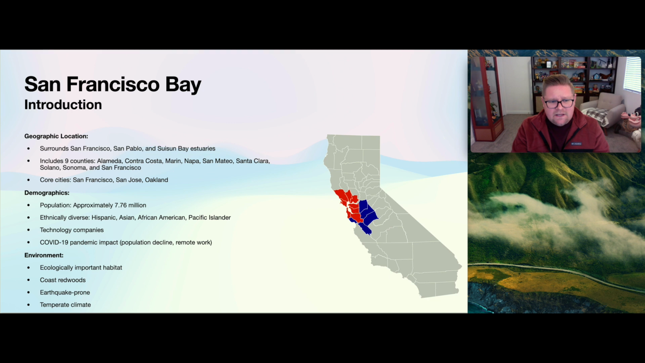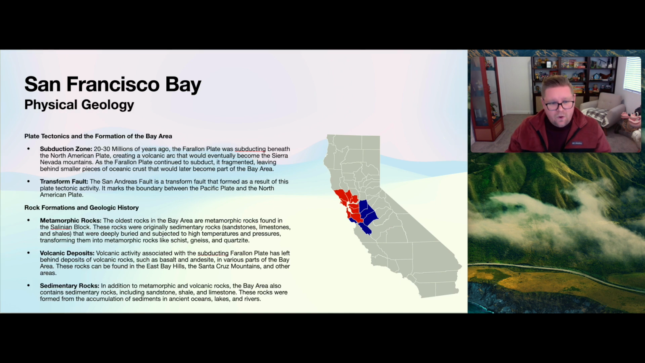So the environment is ecologically important as well. You have more redwoods, it's earthquake prone, and very temperate, mild in its climate. So yes, it rains. It can get a lot of precipitation, but it's rather mild. It's not very, very cold. Okay, so here's kind of a background on the physical geology of the San Francisco Bay.